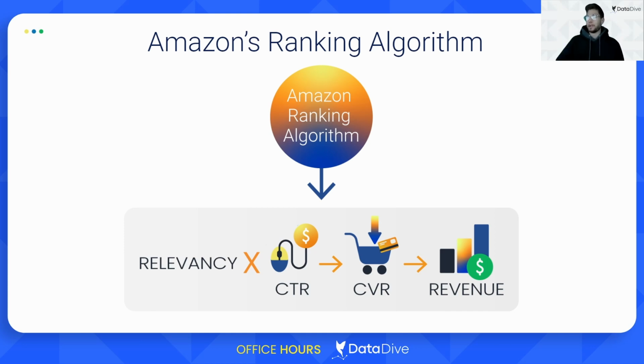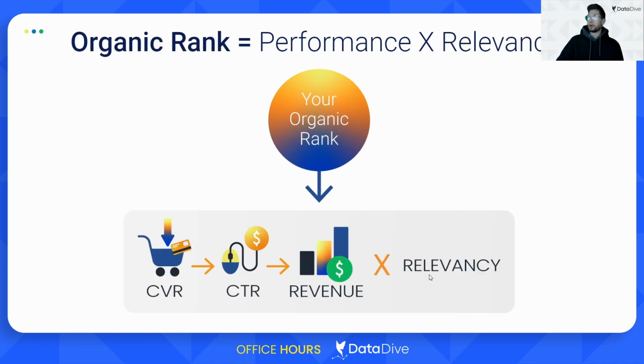The other part of the equation is performance. So once Amazon knows what keywords you're relevant for, how you're going to improve your organic ranks on those keywords is through performance. And performance is made up of your click-through rate, your conversion rate, and your revenue. So as you're able to increase your performance for any of these metrics, or ideally all 3 of these metrics, your organic rank is going to go up. So this is just a function that basically determines your organic rank.